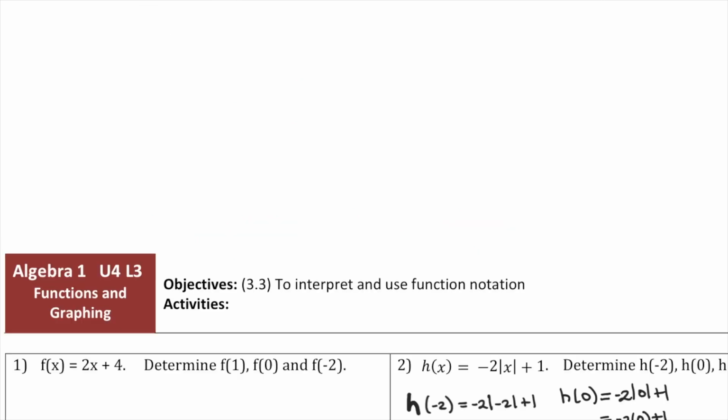Work on problems 1 to 4. Afterwards, we'll talk about some of the different features of these problems.